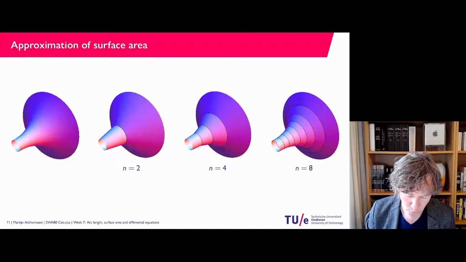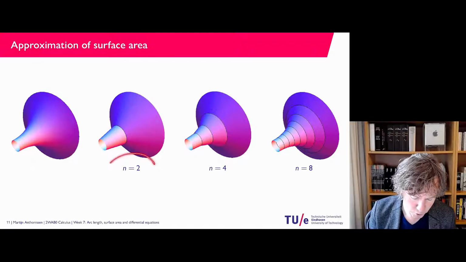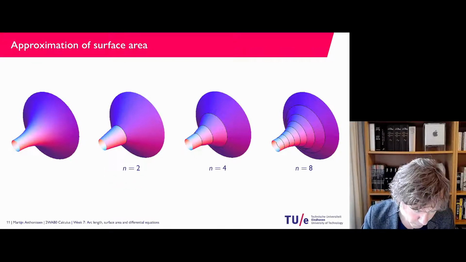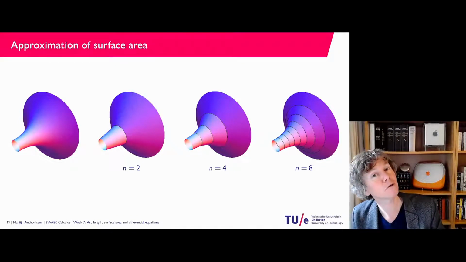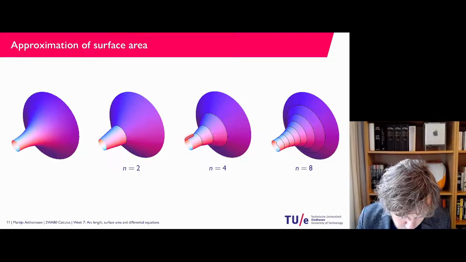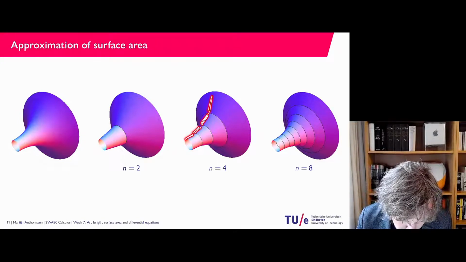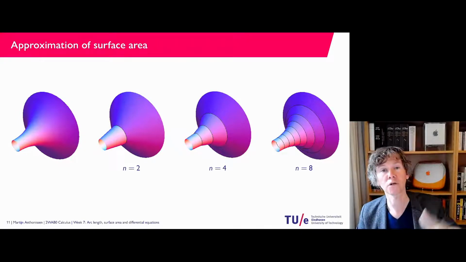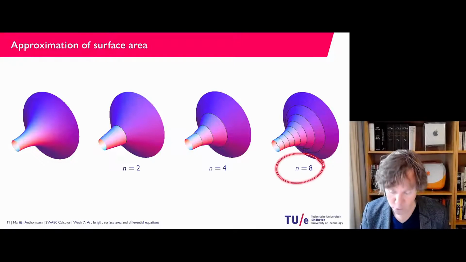So how do we do that? Well, first we're going to break it into 2 points, and then this is a straight line that is being rotated. If you want it to be more accurate, you have to use more straight line segments. So here it's 4, so this is a straight line, this is a straight line, this here, and this here is also a straight line, and then we rotate it around. And you can do that if n equals 8.